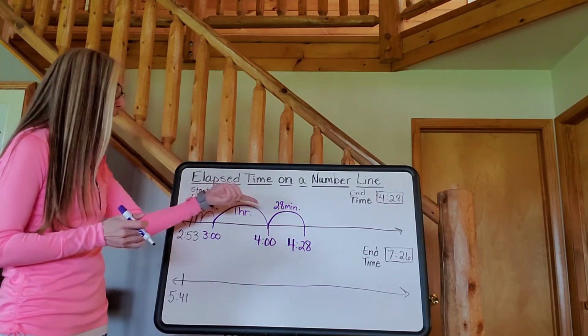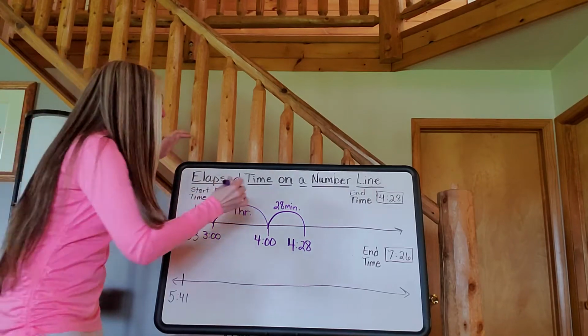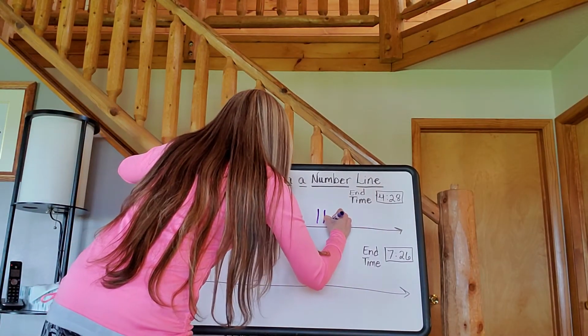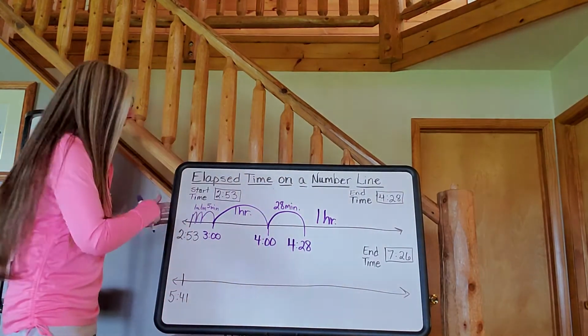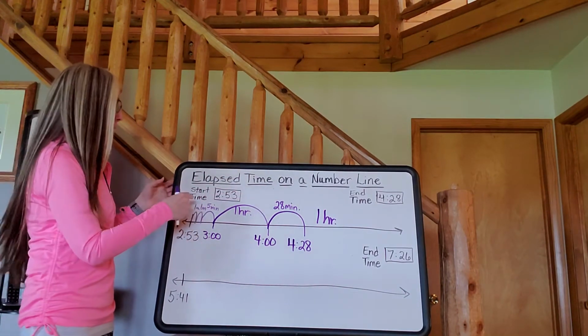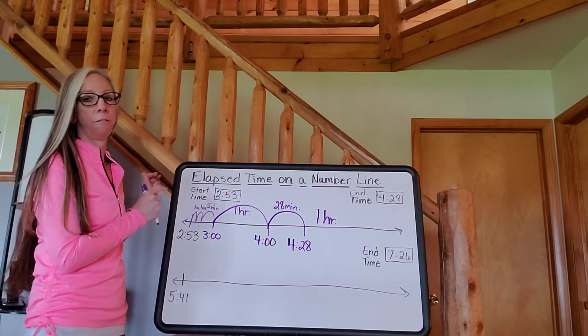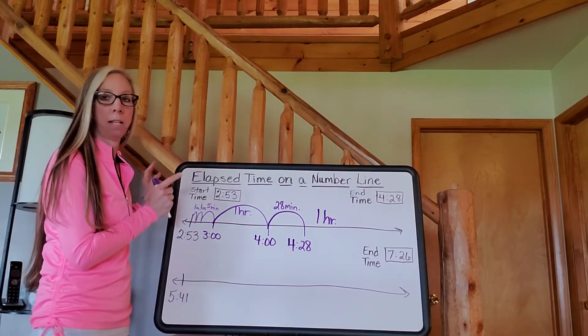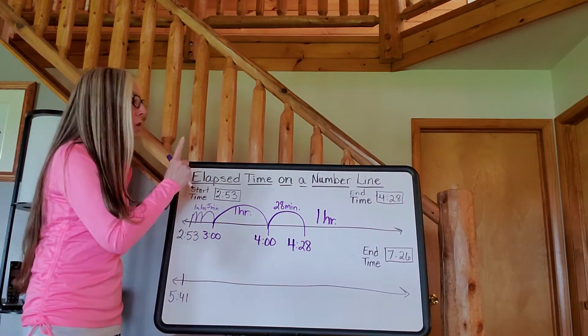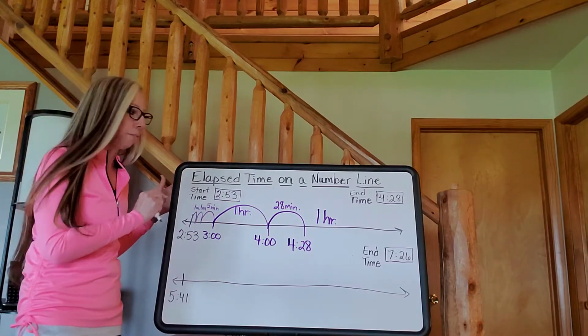So we have how many hours? Just one. So we have 1 hour. And now we have to add up 28 plus 5 plus 2 ones. So let's put 5 plus 2 ones together. 5 plus 1 is 6, and 6 plus 1 is 7. So let's add 28 plus 7.